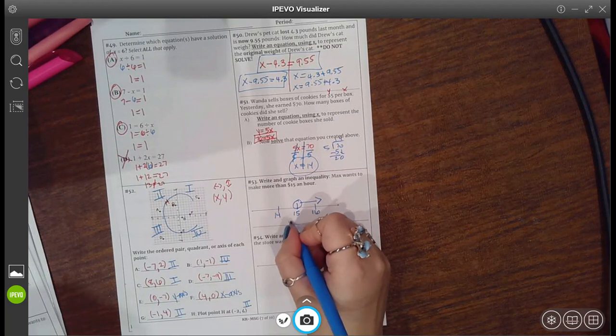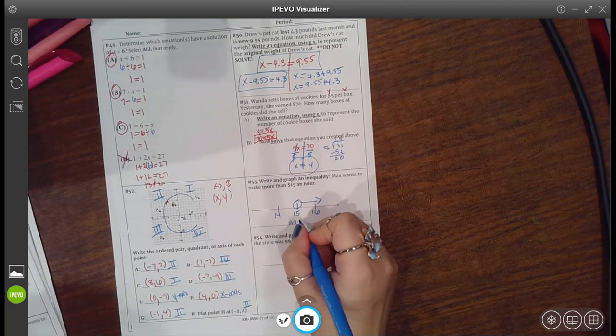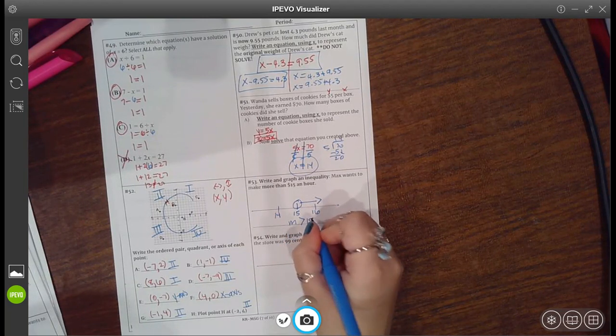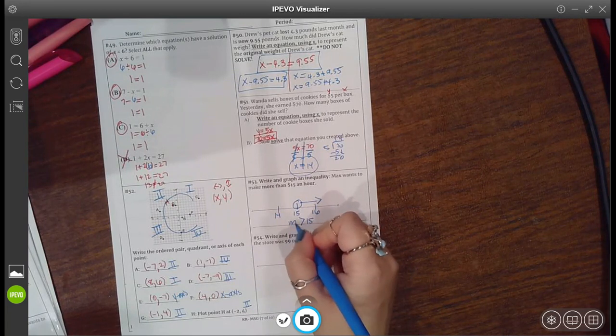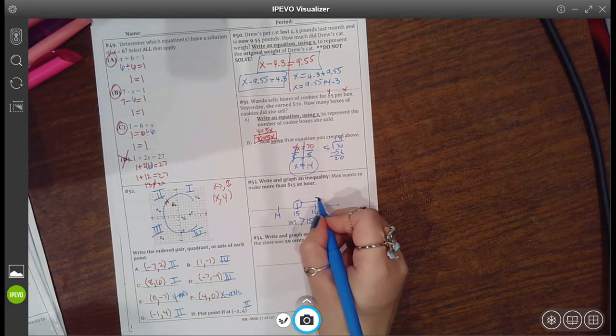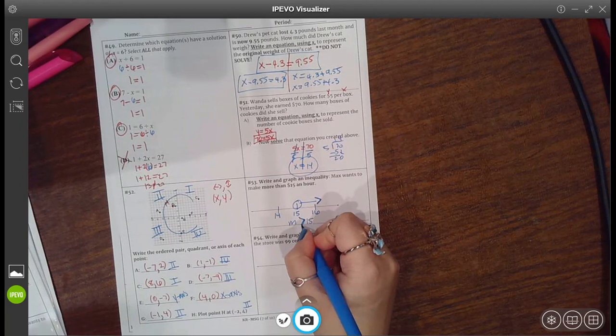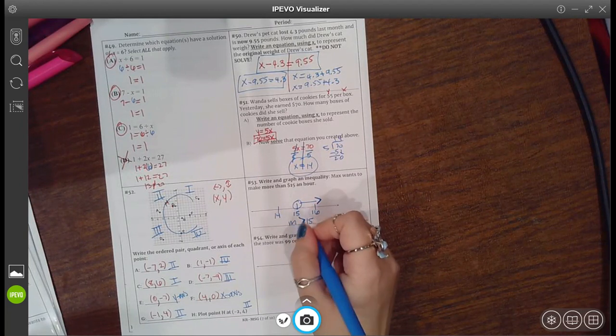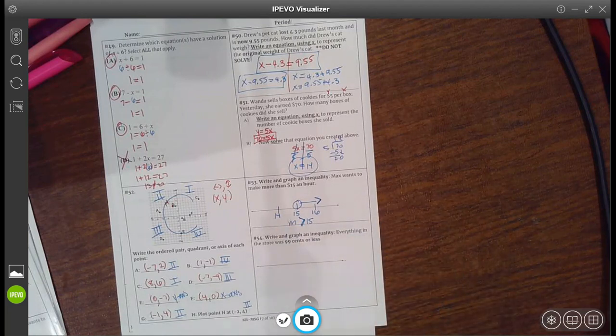Okay, so then the money I want to make is greater than 15. Remember, when you write the variable on the left, your arrowhead matches your inequality sign. If this was shaded in, it would be underlined because it's or equal to, it would be including that point.